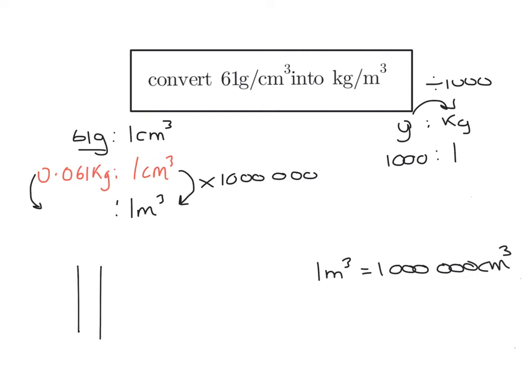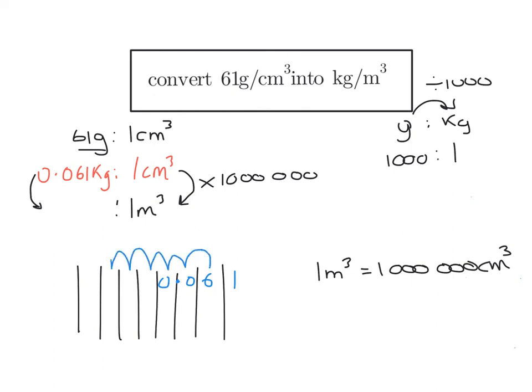Get my place value again. So we've got 0.061. I need to times by 1 million, so that's moving 6 spaces: 1, 2, 3, 4, 5, 6. The 6 is going to go here, the 1 follows, and then just zeros up until the decimal point. So I've got 61,000 kilograms per metre cubed.